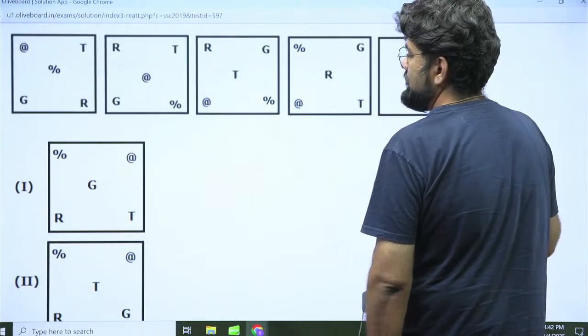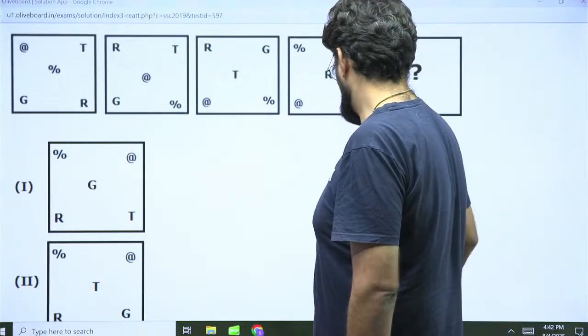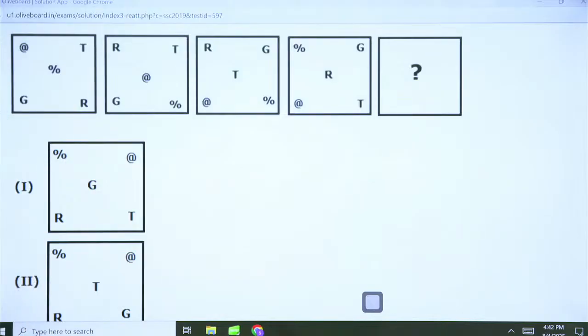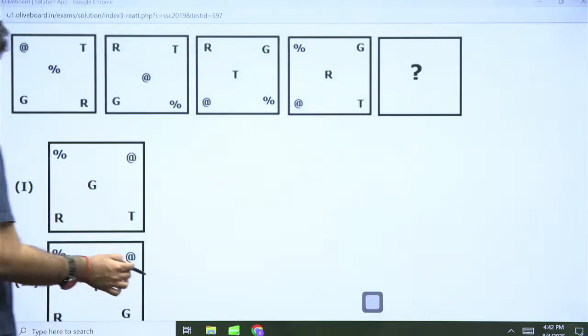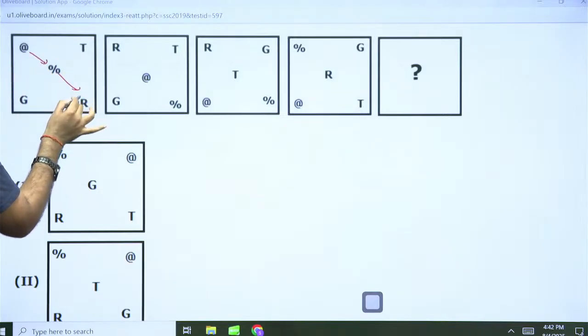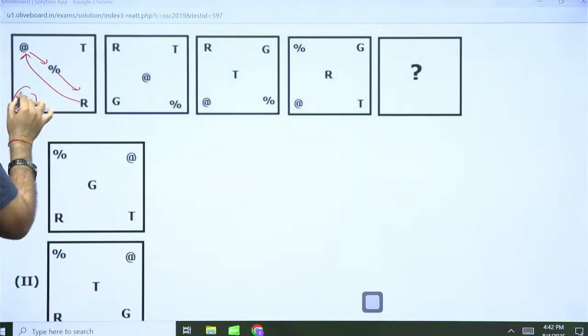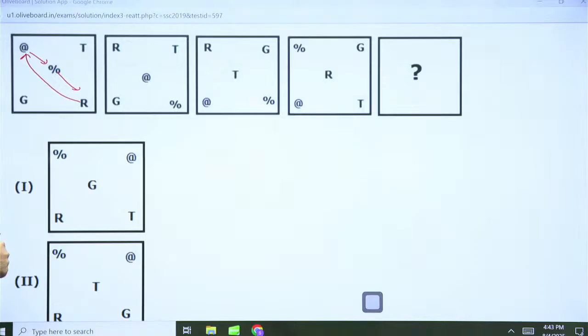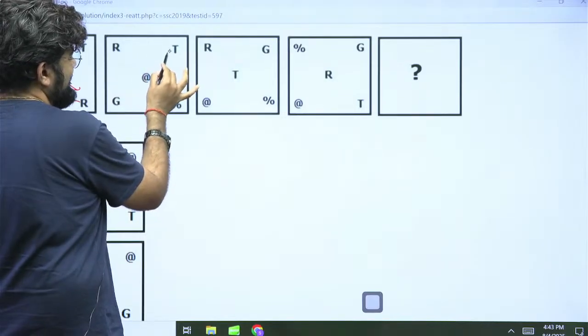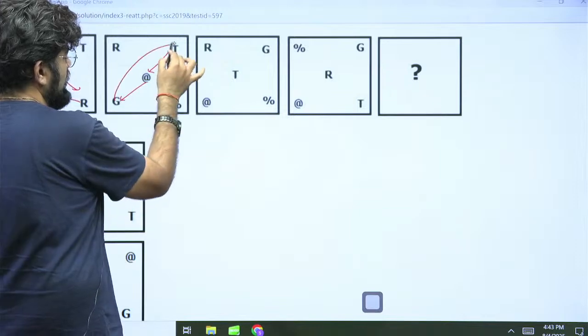Figure series. Observe the pattern. So at the rate is coming here, percentage is going here, R is going on the top, and T and G are remaining at the same position. Is the same thing happening here? No, this time R is here only, T is coming here, at the rate is going here, G is going on the top, and they are remaining.